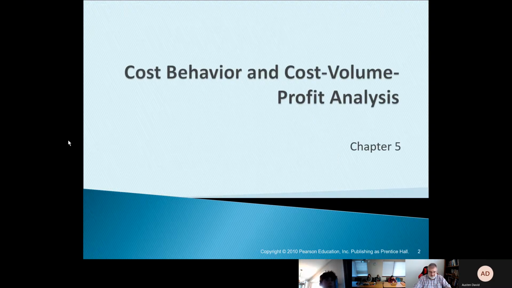Today we're going to actually start putting together the things that we've been learning to this point, you know, and how do we start as managers, how do we start making intelligent decisions as we move forward? So cost behavior and cost volume profit analysis. It's a big fancy bunch of words and terms to say break-even point.